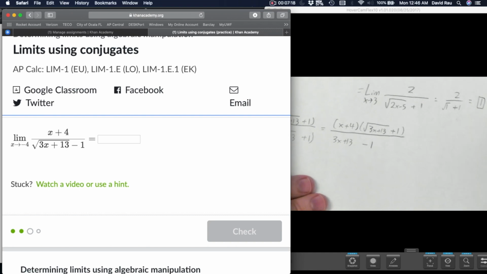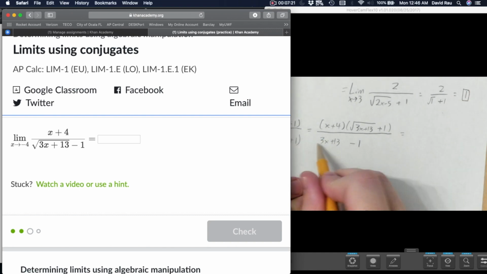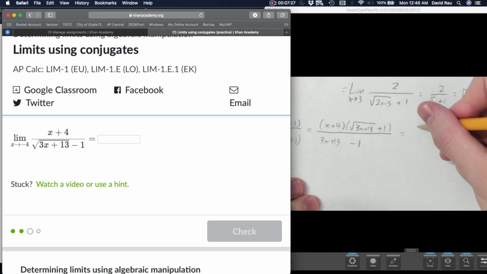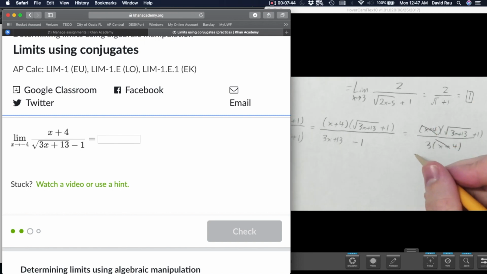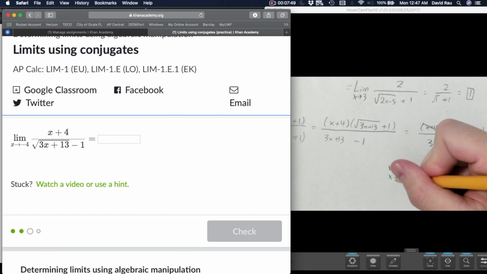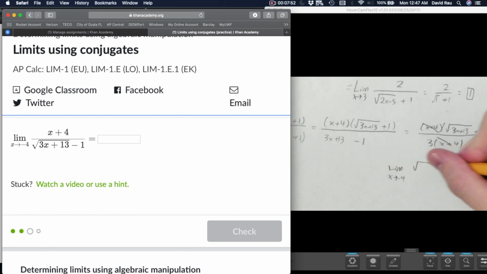All right, this time I'm going to go a little bit quicker. Hopefully you see that this is 3x plus 12, and hopefully you would agree that you could factor out a 3 from that. So now I have x plus 4 times root 3x plus 13 plus 1 divided by 3 factored out of x plus 4. Our x plus 4's cancel, so finally we're taking the limit of x approaching -4 of the root 3x plus 13 plus 1 all over just 3.